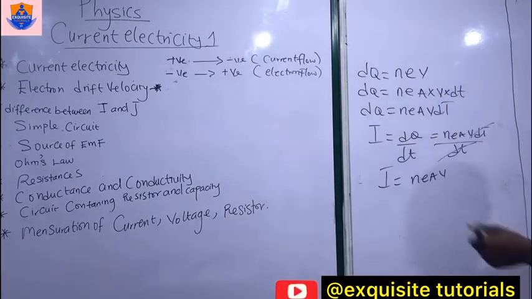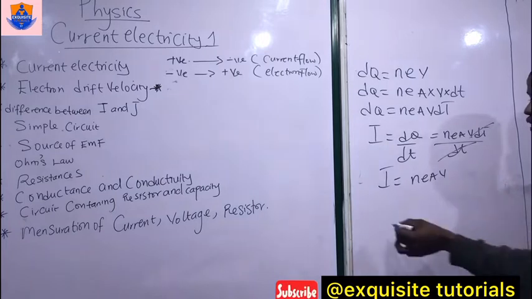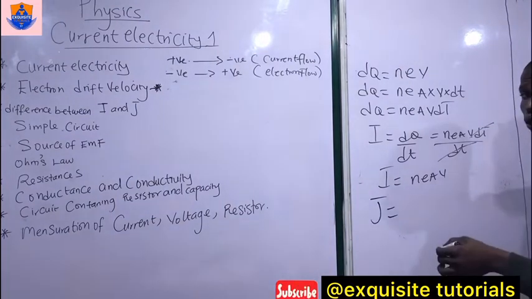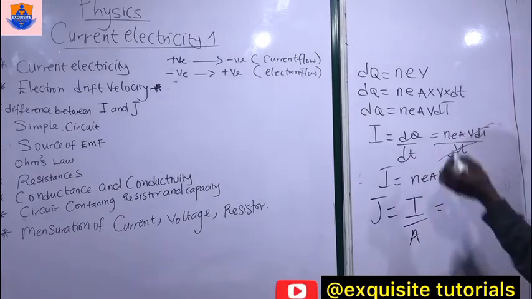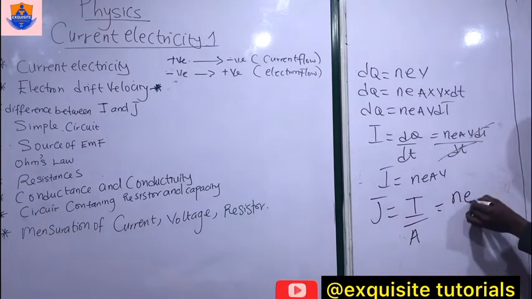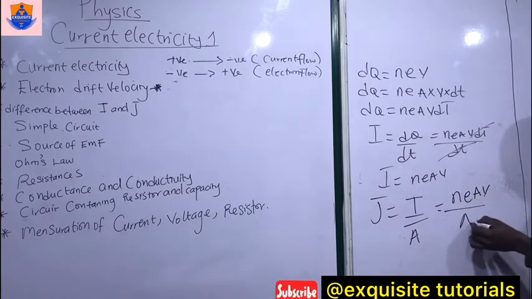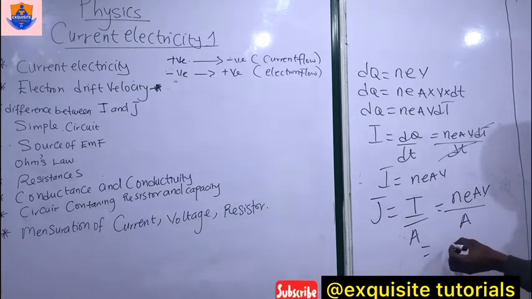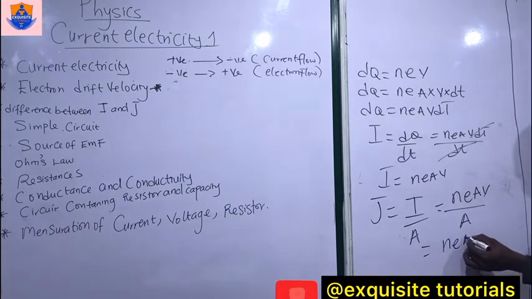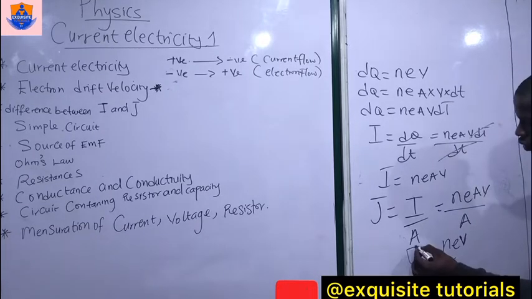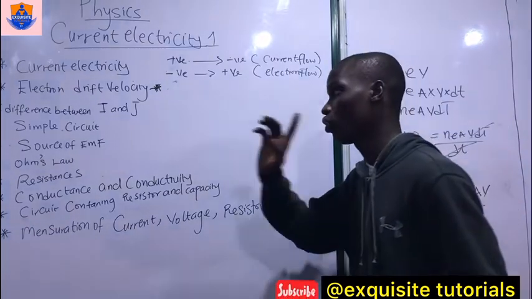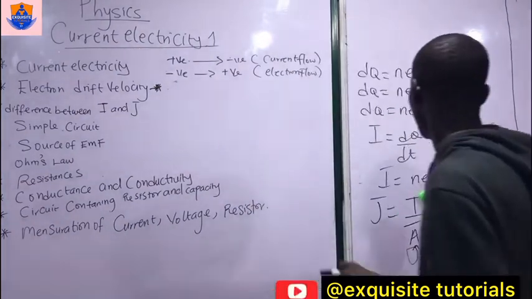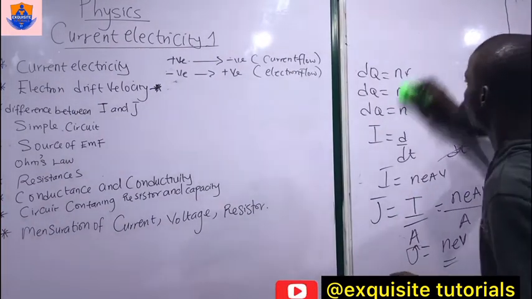The current density is usually calculated as the ratio of the current over the area. If I apply this to my formula, we have NeAV all over the area. So the formula for current density is therefore NeV. Take note, our current density is a vector quantity, but our current is not a vector quantity.